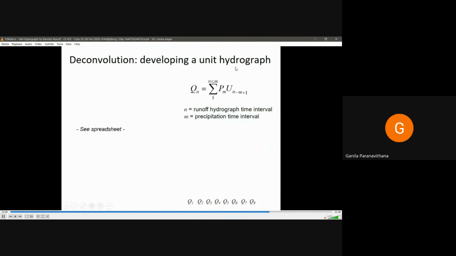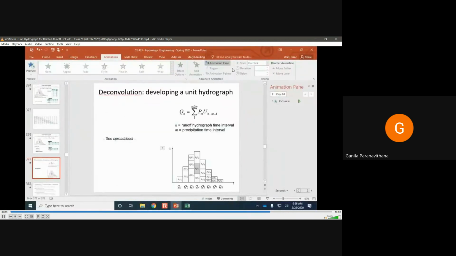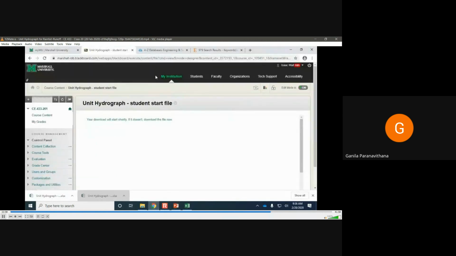deconvolution is developing a unit hydrograph, and that's probably a little bit more intensive than we'll go through today. Instead, what we're going to take a look at is some information sources that you can use for your project. Remember, the research project, which I handed.